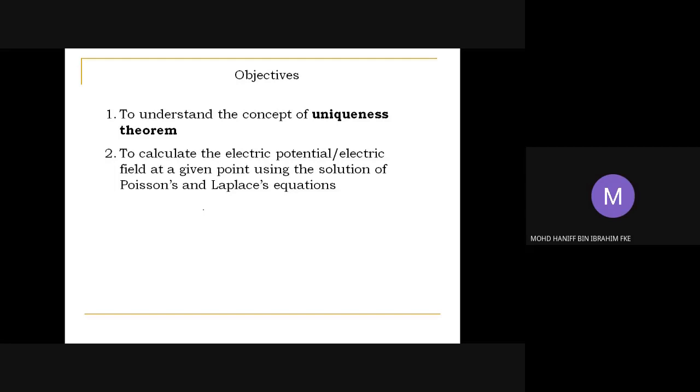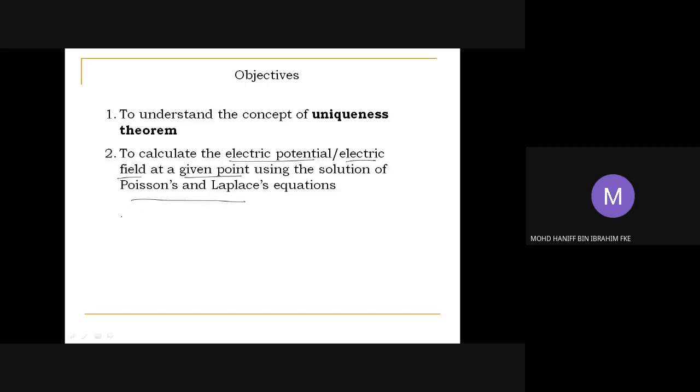Number 1 is to understand what is meant by the uniqueness theorem. Number 2 is to calculate two important things: the electric potential, followed by the electric field at a given point, by solving Poisson's and Laplace's equations. Basically, the idea of this lecture 14 is to solve for the potential, and afterwards find the electric field, because the potential and electric field are interrelated with one another, as we learned previously in chapter 4.